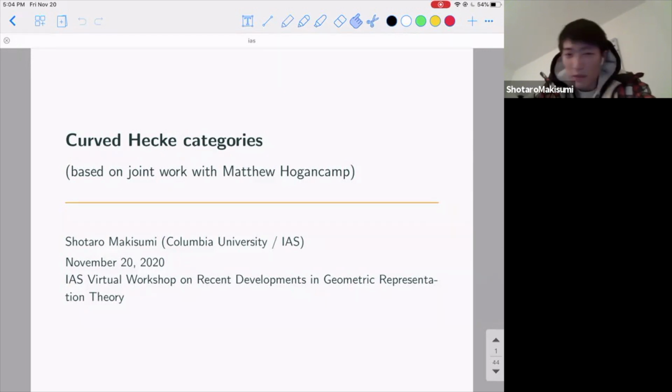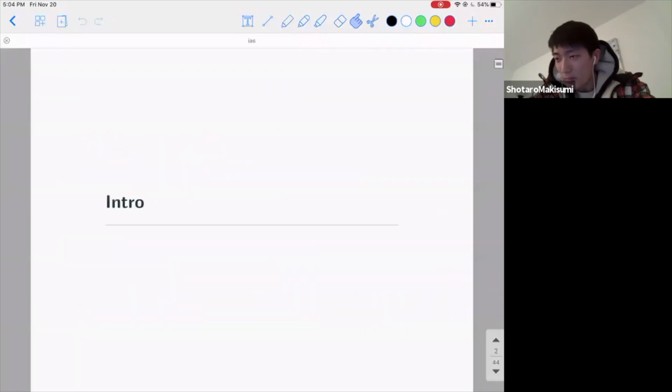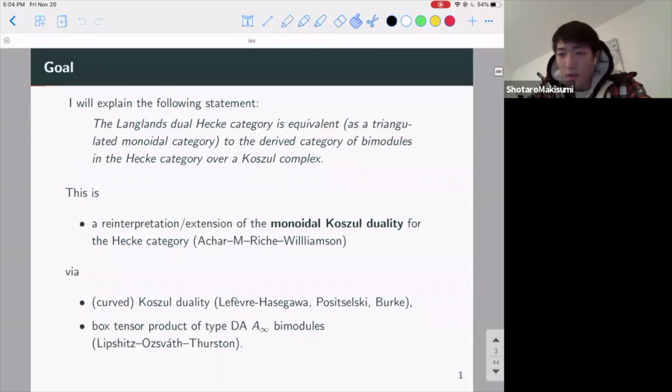So I'm going to be talking about some joint work in preparation with Matt Hogenkamp. We have a series of papers. We have a bunch written, but fortunately it's taking a little bit longer than I thought. Here's the main statement that I want to explain today.